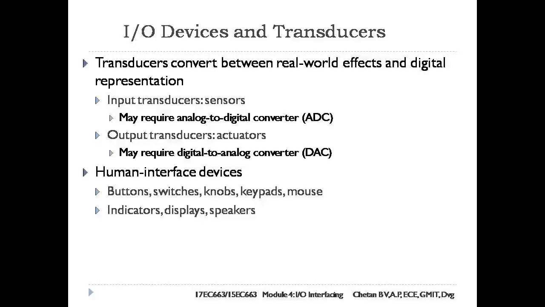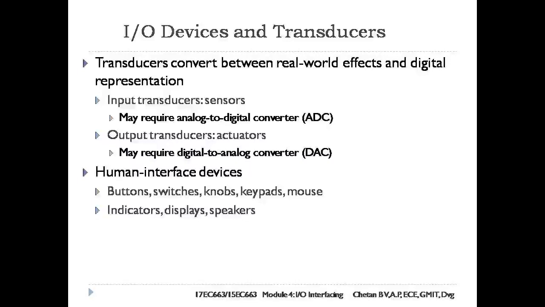As you know, digital systems interact with the real world via transducers. A transducer converts a physical quantity into an electrical signal. The electrical signal can be analog or digital or vice versa. An input transducer or sensor senses some physical property and generates an electrical signal that corresponds to the property. An ADC may be required for an input transducer.